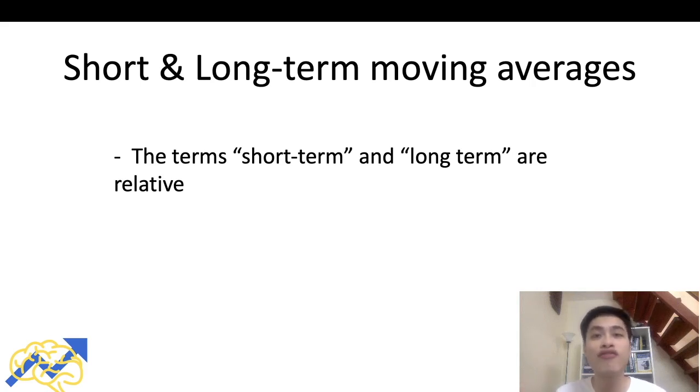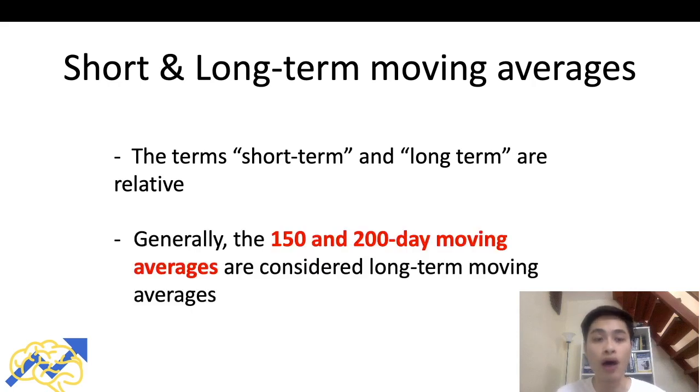There is no fixed definition of what constitutes a short-term moving average and what constitutes a longer-term moving average. However, as a general rule of thumb, the 150 and 200-day moving averages are most often used as longer-term moving averages. Moving averages below the 150-day moving average are then subjective to the other moving averages that the individual investor and trader use.